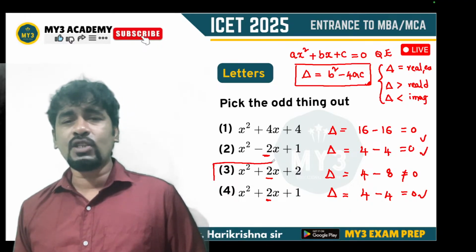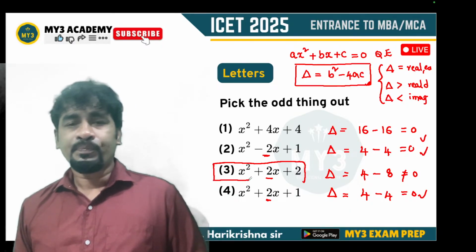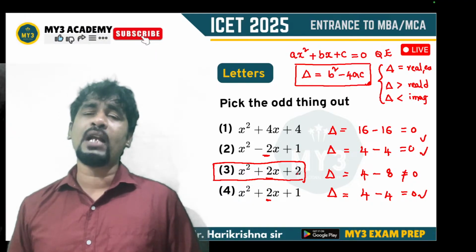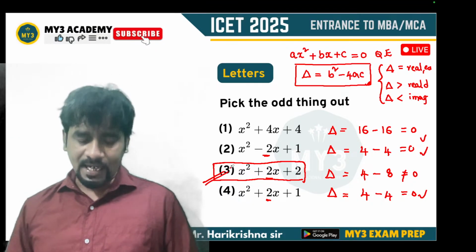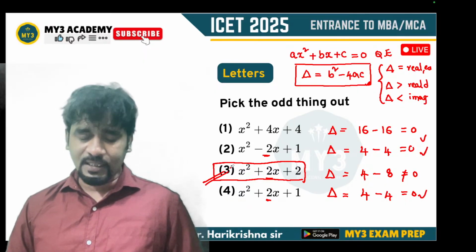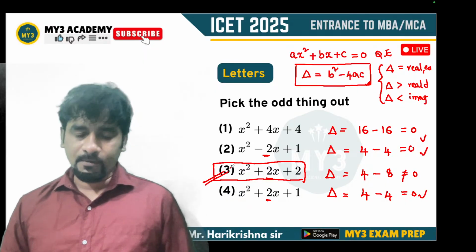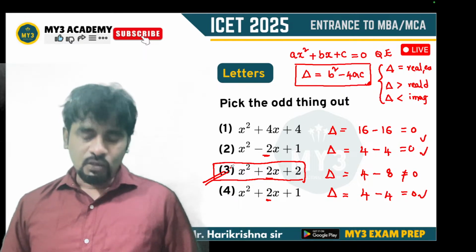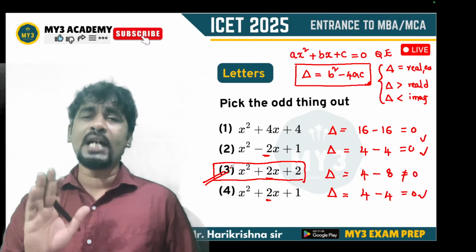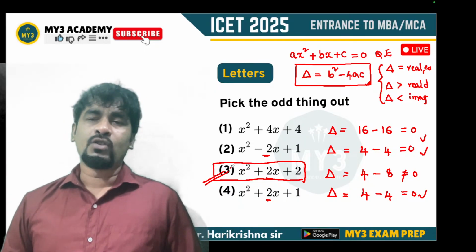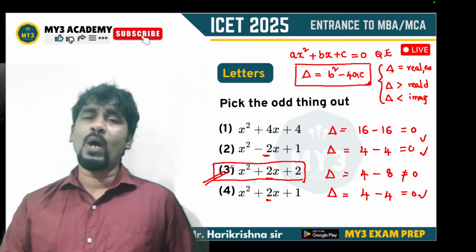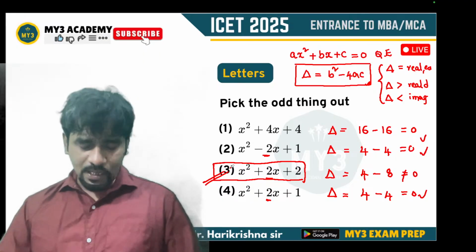So in this quadratic equation, the discriminant value is not 0, remaining all are having 0. So definitely your answer choice or odd man out is going to be option 3 here. Are you clear, guys? Whenever you see a quadratic equation, do not get confused about what to do. Just find out the discriminant value. All the discriminant values will follow one pattern except one that you need to figure out.